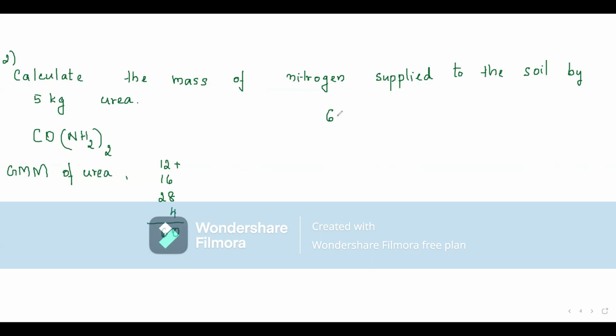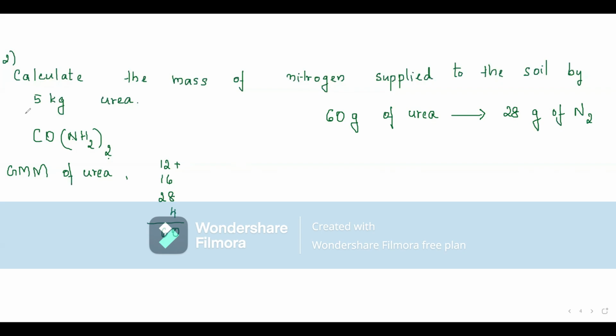Now look at the statement. 60 grams of urea contains, I've just put an arrow to represent contains. You can write in words also. 60 grams of urea gives you, or it contains, 28 grams of nitrogen. On what basis have I written 28 grams? There are 2 nitrogens. Each nitrogen's weight is 14. So 60 grams of urea gives you 28 grams of nitrogen.